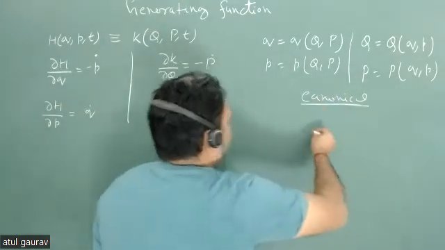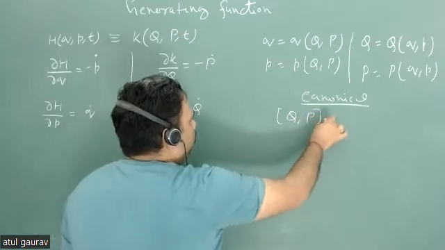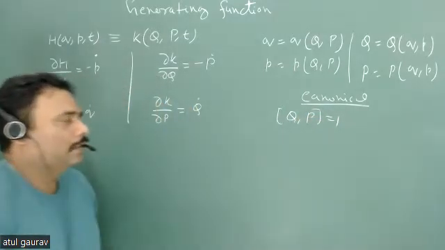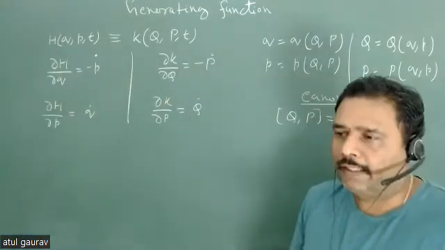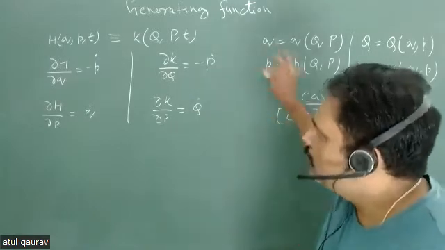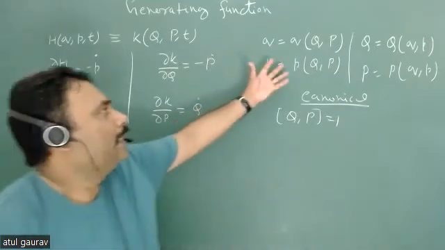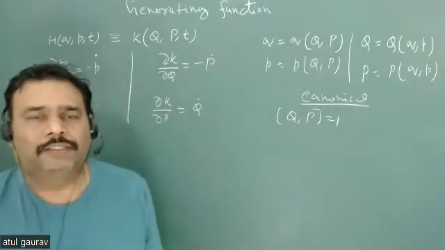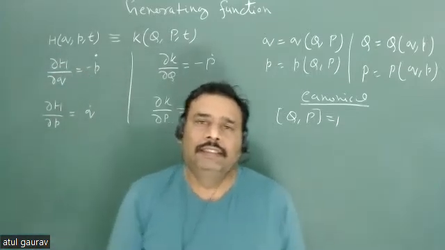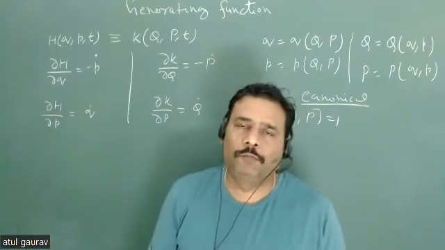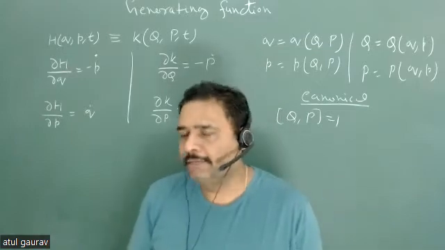And if they are canonical in nature, that means the Poisson bracket between Q and P must be equal to 1. And obviously this Poisson bracket is with respect to small q and small p. So this thing we have learned in the last class. Now, how can you get this type of canonical transformation? How can you generate this type of canonical transformation? This is all about the scope of the generating function. So let's try to go for a generating function.